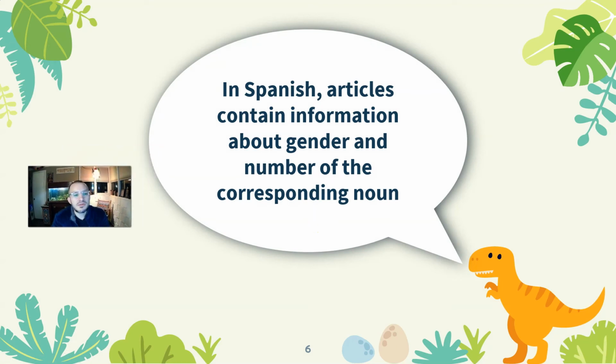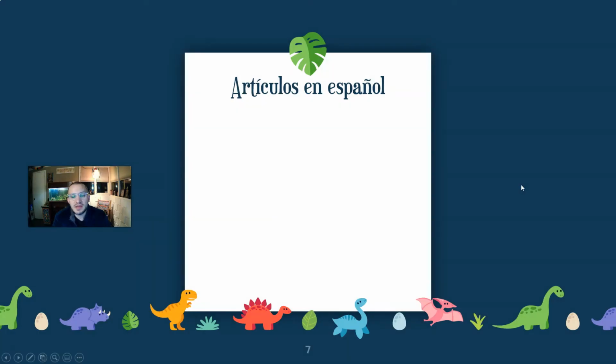Now, even though these articles exist and function in the same way exactly in Spanish, there are more of them, more articles, because they also contain information about gender, about the gender of the noun. Since, as you know, in Spanish and so many other languages around the world, nouns have been assigned some gender at some point in the history of language. So let's look at the articles in Spanish.